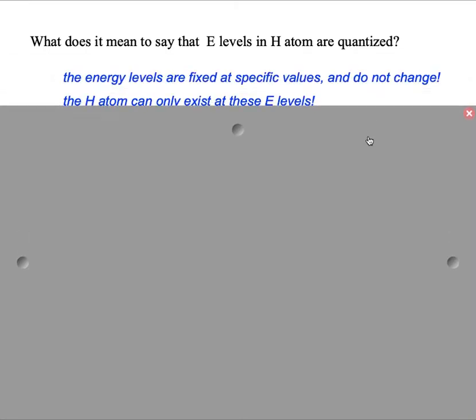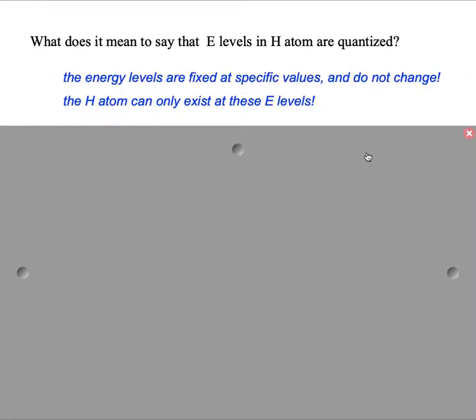In this video, I'd like to talk about the quantum mechanical model of the hydrogen atom. But let's begin with some review. What does it mean to say that the energy levels in the hydrogen atom are quantized? It means the energy levels are fixed at specific values and they do not change. And the hydrogen atom can only exist at these specified predetermined energy levels.